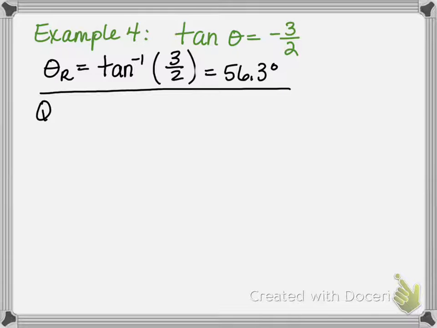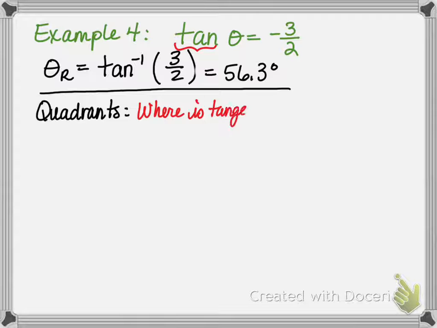Now we do the quadrants. We write down the equation that we need to ask ourselves. We're writing it down for notes, you can just keep it in your head. But that's the trig function. Where is tangent negative? Where is tangent negative is our question.